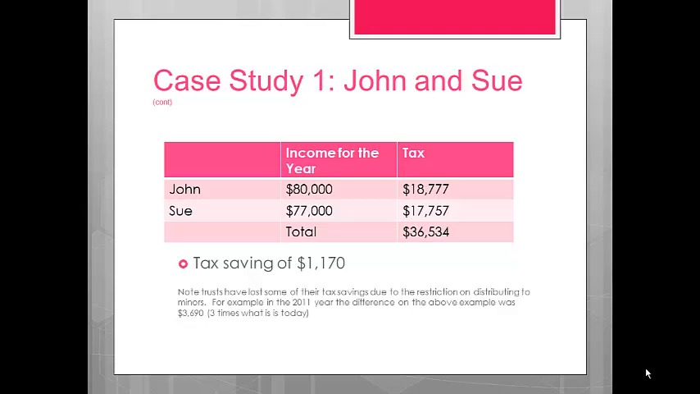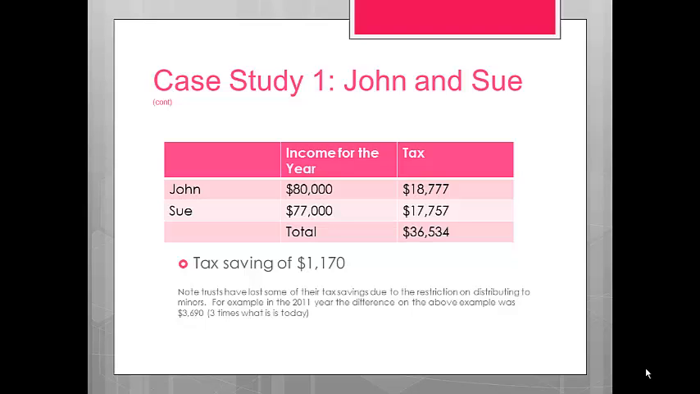Once we do that, we'd end up with John having $80,000 of income, and Sue would have $77,000, which is the $50,000 of her salary and wages plus $27,000 from John's business. And we see total tax then comes to $36,500. There's a small tax saving there of $1,100.